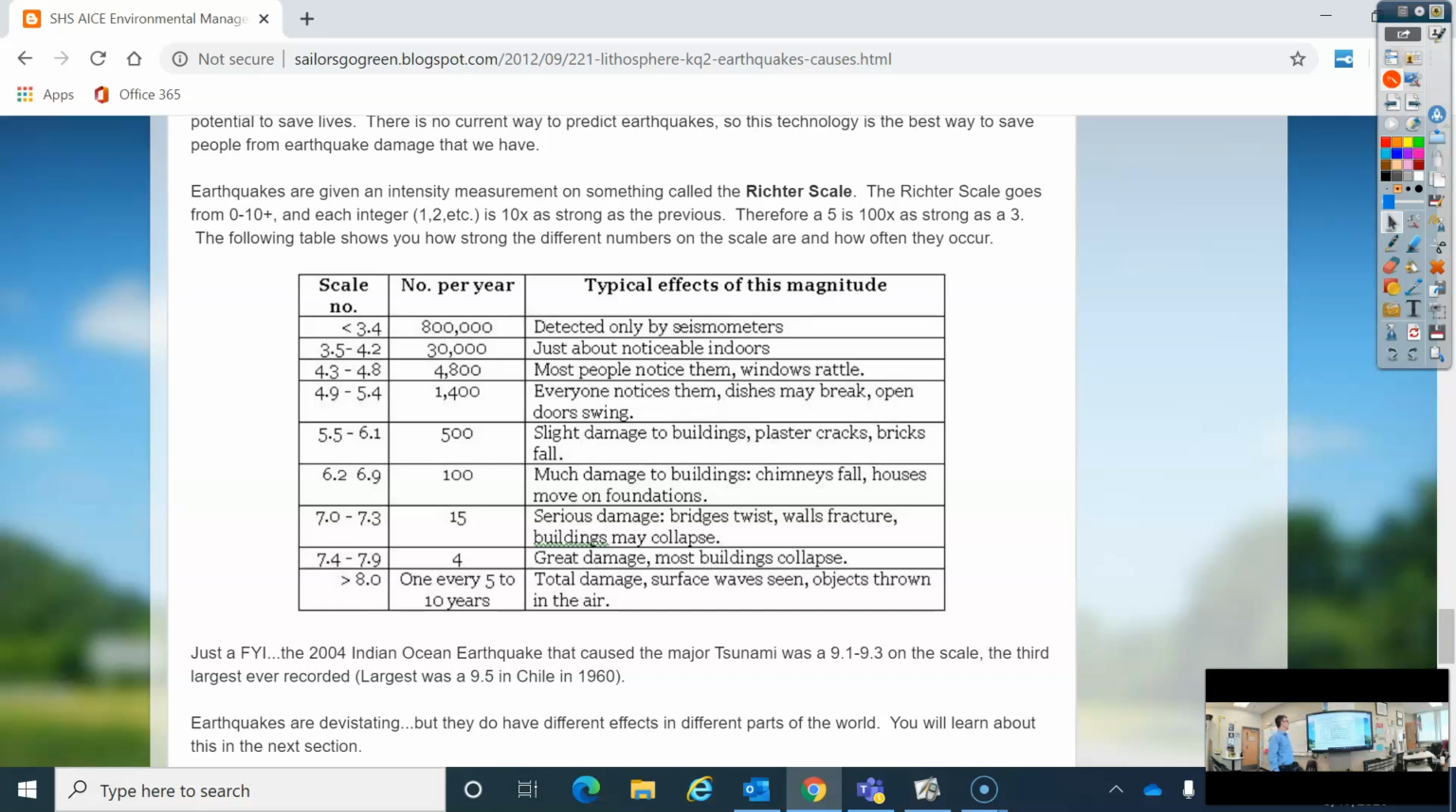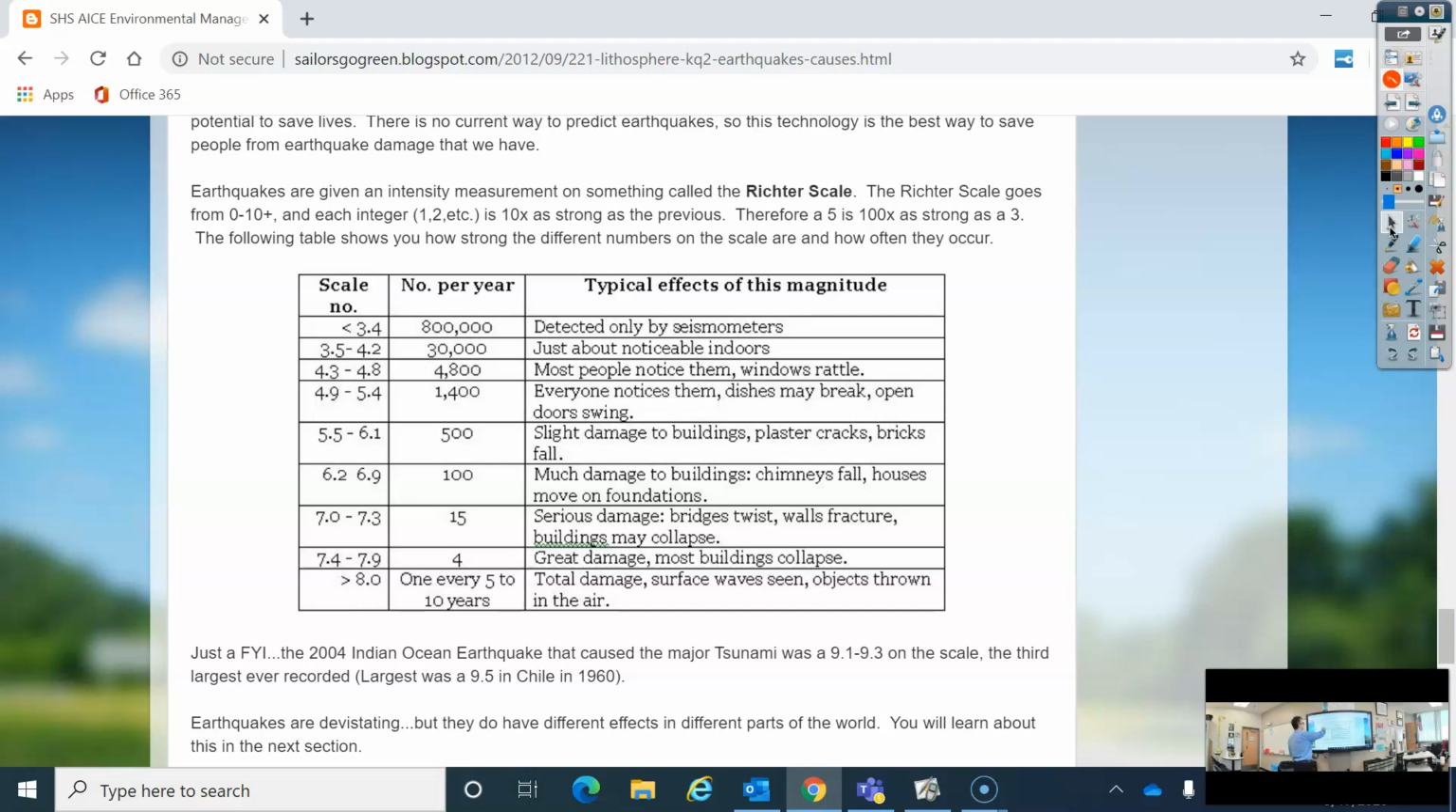All right. So earthquakes are given an intensity measurement on something called the Richter scale. The Richter scale goes from 0 to 10, and each integer is 10 times as strong as the previous. So if you're a 2 on the Richter scale, you're 10 times bigger than a 1, but if you're a 3 on the Richter scale, you're 100 times bigger than a 1. So each one goes by 10. The following table shows you how strong the different numbers are and how often they occur.